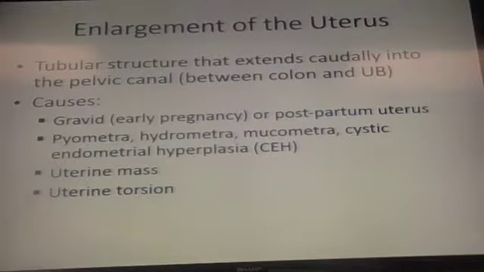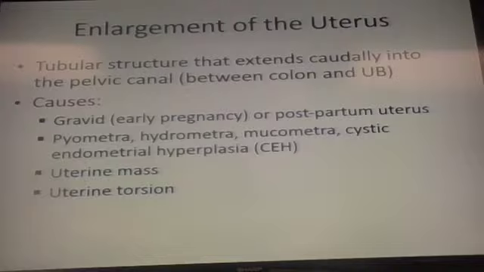Okay, enlargement of the uterus. Where does the uterus live? Between the colon and the bladder. So if you see a soft tissue tubular structure, how about calling it uterus? Because that's where it is. So when the uterus enlarges, what happens? The colon is going dorsally, and it displaces the urinary bladder ventrally.